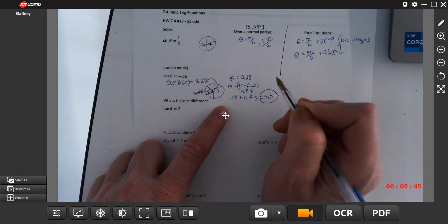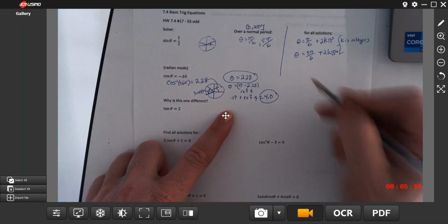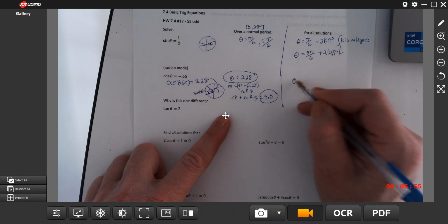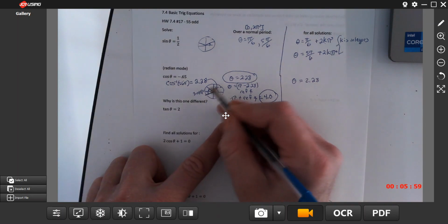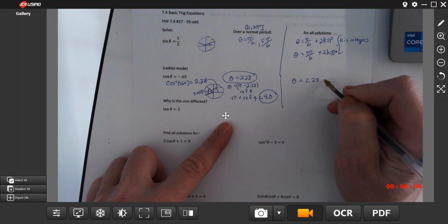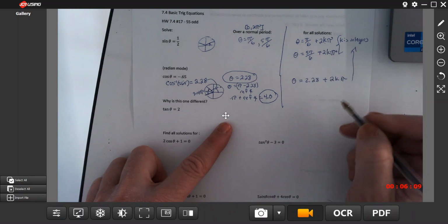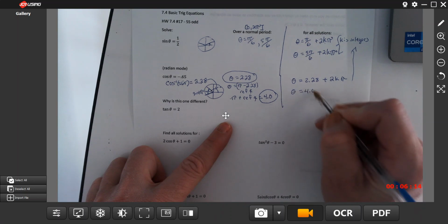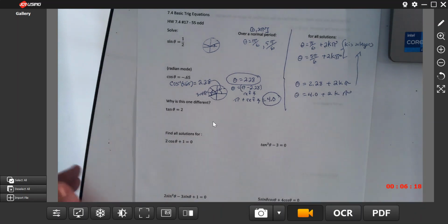That was rounded. It's just that the next decimal is smaller than 5. And 2.28. Now, what if I want all solutions? Similarly to the previous example, if I start with one solution and I add 2 pi, that would bring me all the way around the circle again and get another one, and all the way around again. So we get 2.28 plus 2k pi, where k is all integers. And we get another set for this one, 4.0 plus 2k pi.